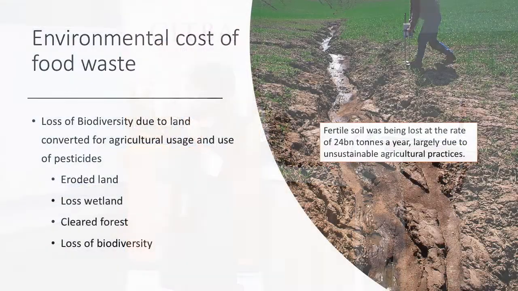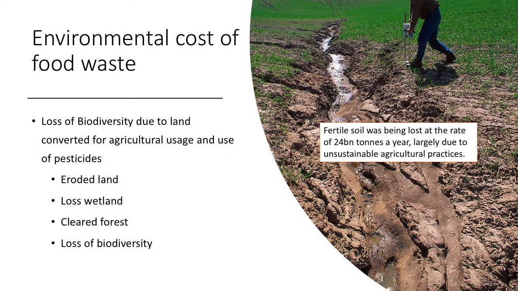Okay, we have to convert the forest into agricultural fields. We have to convert the wetland for agricultural usage. And then what is the consequence? All of those animals and all of those other different kinds of plants will be eliminated. So this will influence the biodiversity.